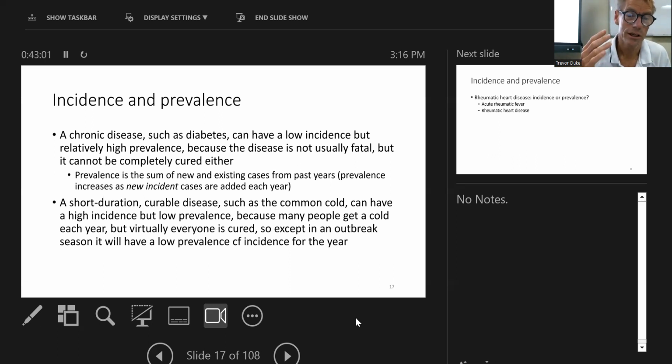Say the incidence of colds, like an upper respiratory tract infection, is very high, isn't it? The incidence is very high because there's lots of people getting colds all the time, but the prevalence in that community might not be very high, right? Because everyone gets over their colds and then they don't have a cold anymore, so they won't be counted in the prevalence, right? Yeah. Okay.